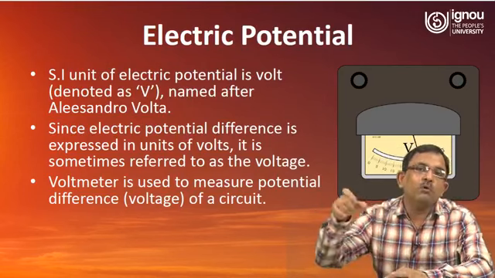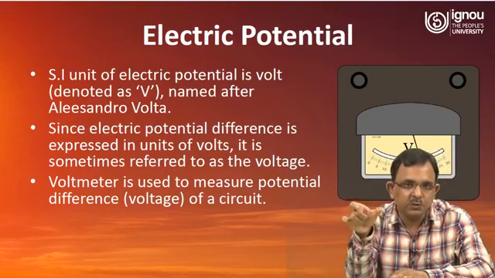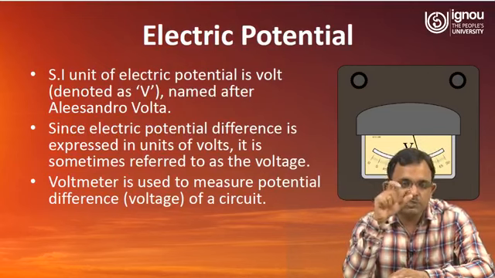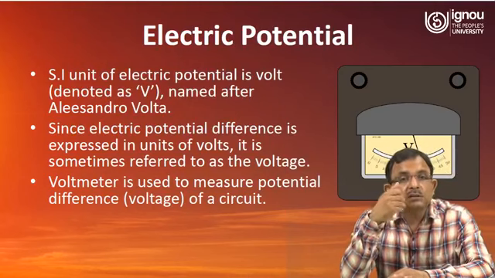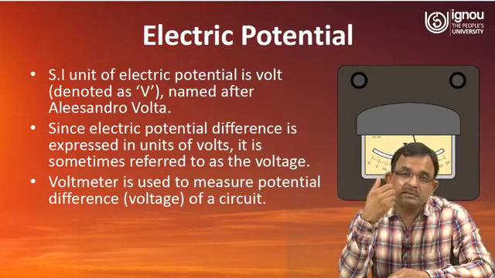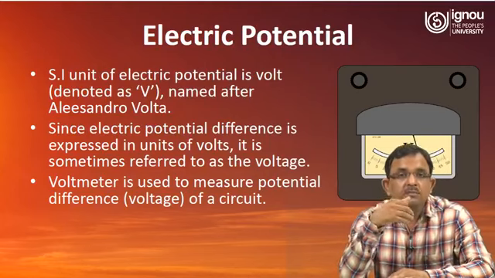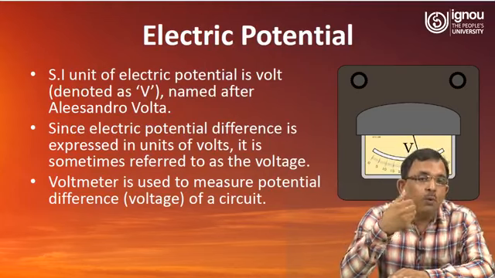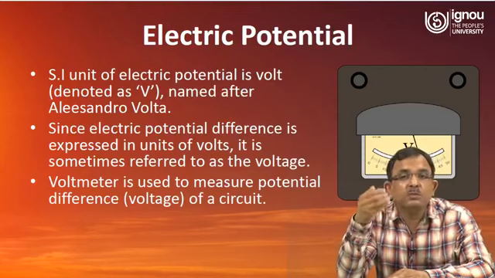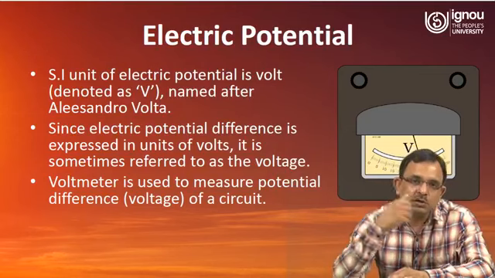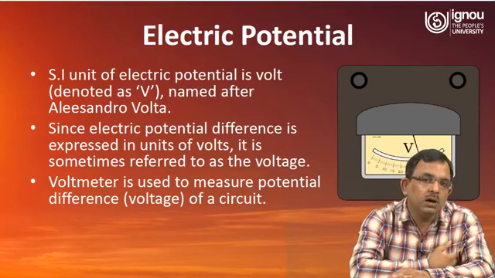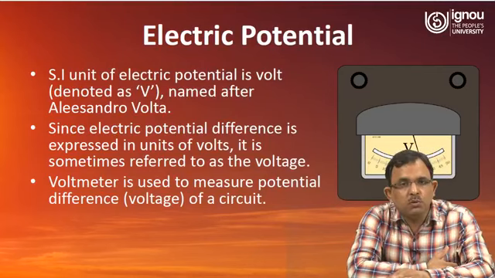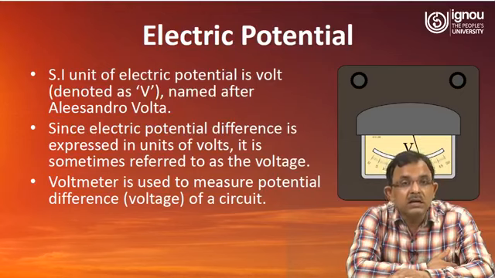So from here the term voltage has emerged, because volt is the unit of the potential difference, and that potential difference is responsible for the flow of the current. So the property of electricity which is measured in terms of volt is sometimes referred to as voltage in general terms. So here you can introduce the concept of volt and voltage, and you can also tell them how you measure the voltage. You measure the voltage or the potential difference by using an instrument called a voltmeter.